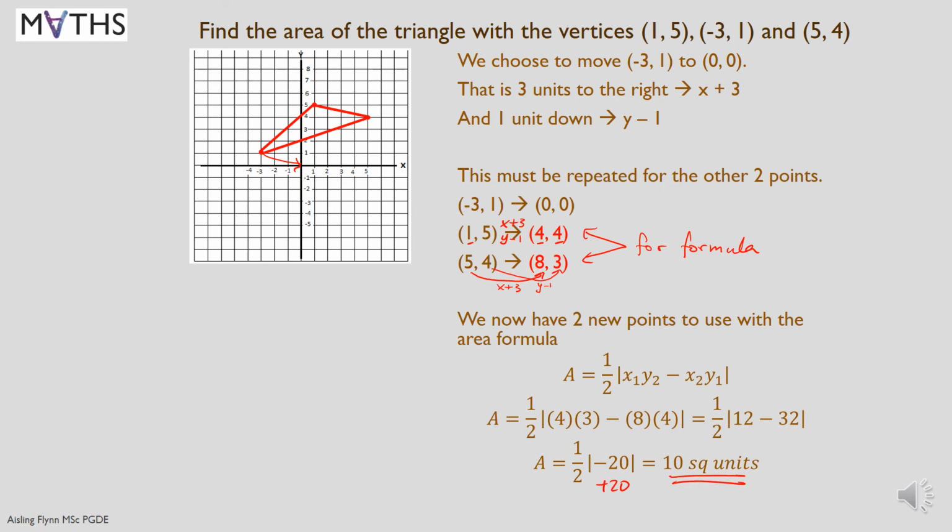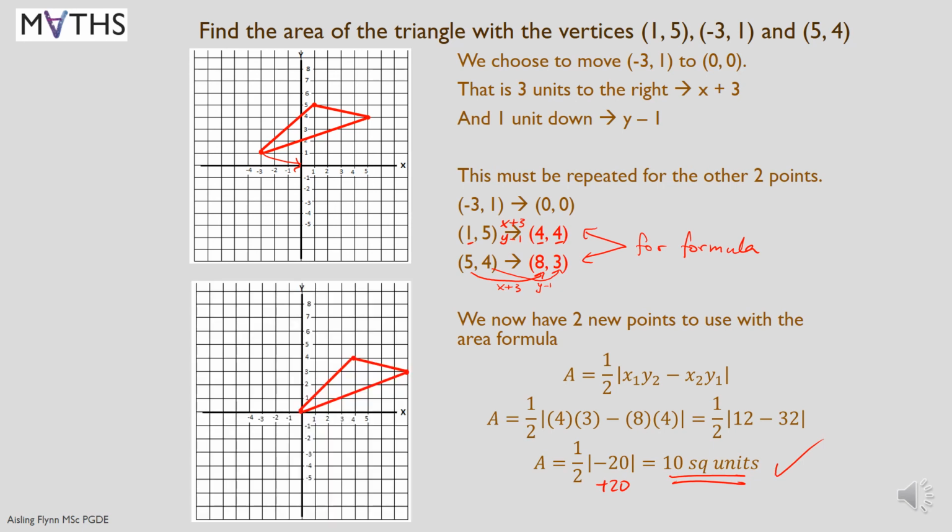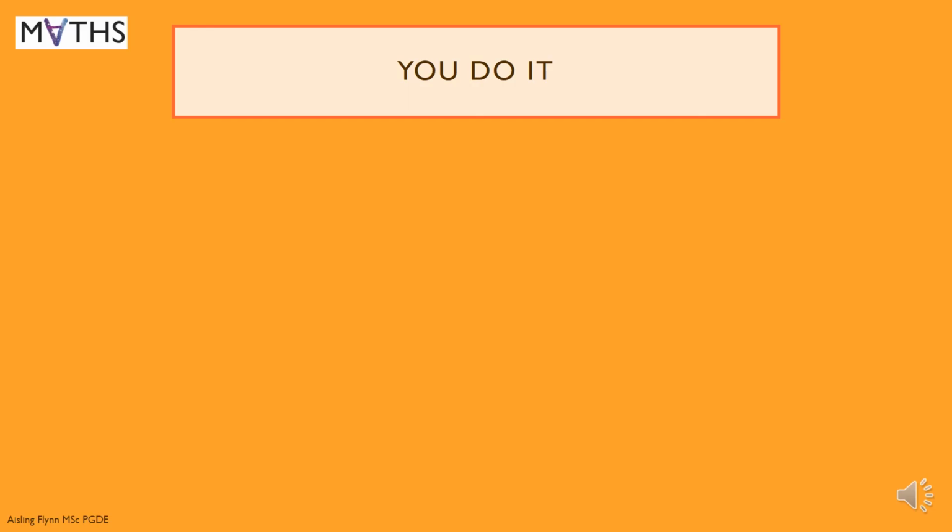Now you might recognize this answer. This is the same question as the very first one we did, where we took a different graphical approach with the big blue rectangle. Okay, so this is how you would do it using the formula. And we got the area of this triangle here to be 10 square units. Our new points, after translation, were 0, 0, 8, 3 and 4, 4. And we got the same answer of 10 square units. Okay, you should try some exercises around that.